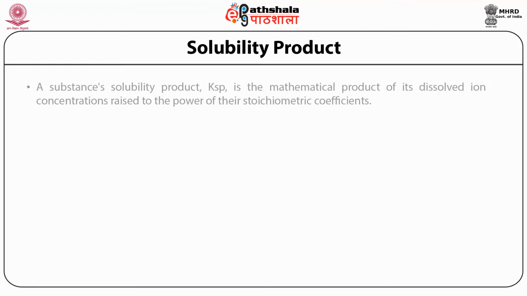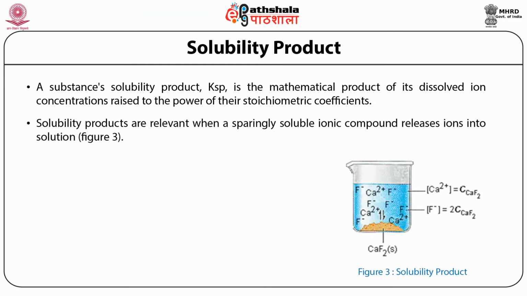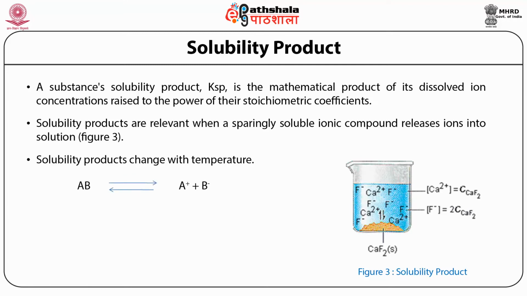Solubility product. A substance's solubility product Ksp is the mathematical product of its dissolved ion concentrations raised to the power of their stoichiometric coefficient. Solubility products are relevant when a sparingly soluble ionic compound releases ions into solution, as shown in figure 3. A solubility product is a specific form of equilibrium constant. Solubility product changes with temperature. AB will form ions, A+ ions and B- ions, and the Ksp of AB is equal to [A+] into [B-].